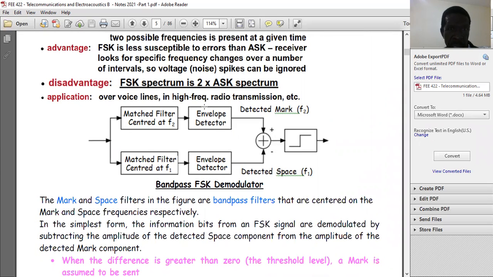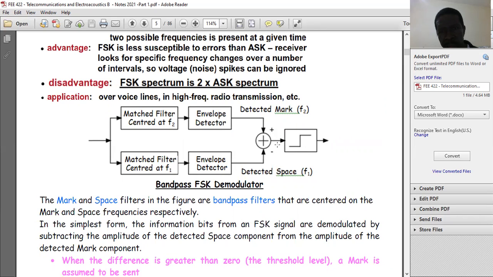You can see we're using an envelope detector, which is what we met in the analog domain to demodulate an amplitude modulated signal. So really what the matched filter at F2 and the matched filter at F1 are doing is to convert the frequency shifted signal to an amplitude modulated signal so that you can use an envelope detector.